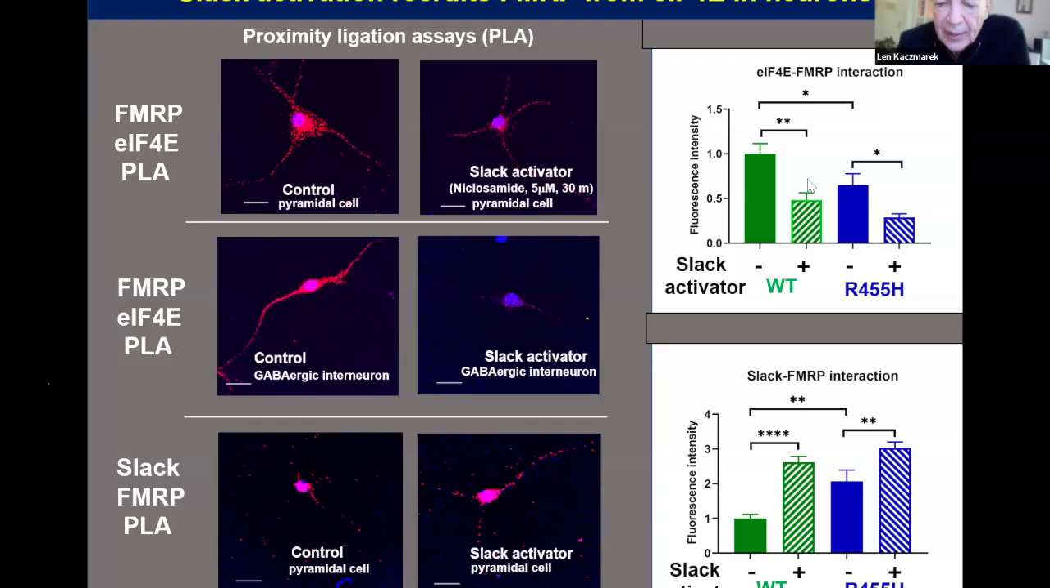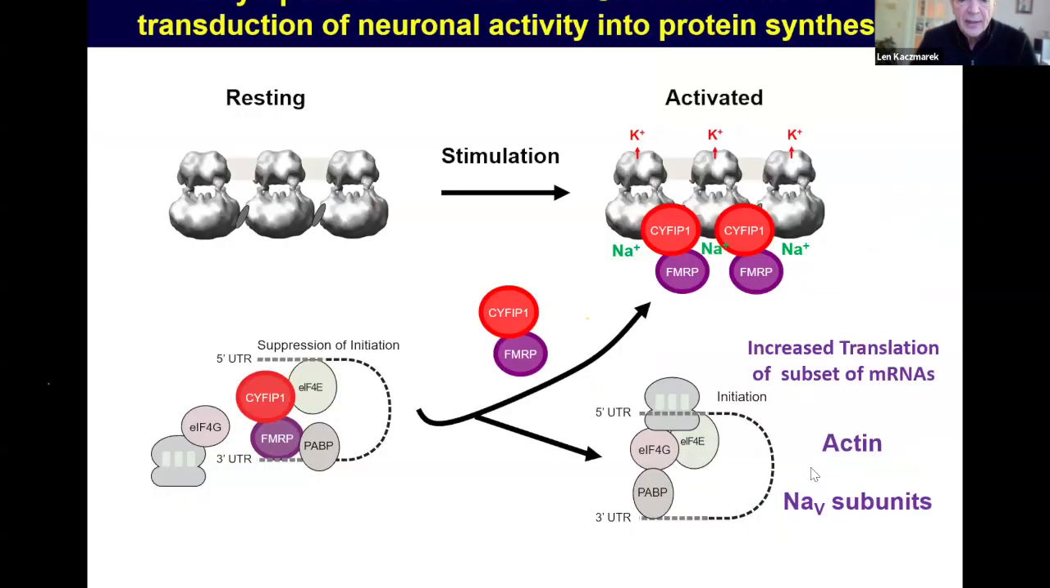So this is showing you the same thing, that when you stimulate the channel, you lose the interaction between FMRP and the initiation complex. You've already lost it with the mutant, but you get a further loss when you activate that channel. And you have much more interaction of Slack with the mutant channel, but you can get a further interaction by stimulating these channels. So this is the model of what's going on.